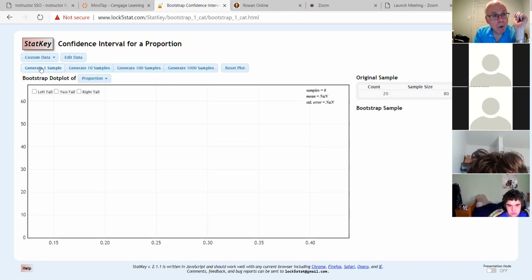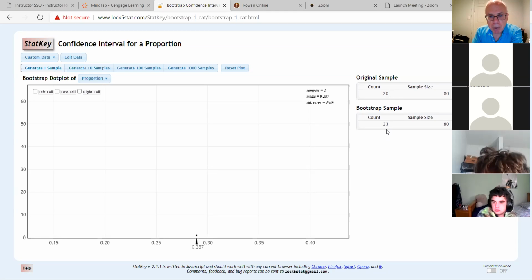So let's just choose one of them. And notice in this particular case, we came up with a sample where 23 people instead of 20 people. The original sample says 20 out of 80 answered a question a certain way. And the bootstrap sample, again using a random number generator, just chooses people from the sample of 80, and sometimes we'll repeat the same person.